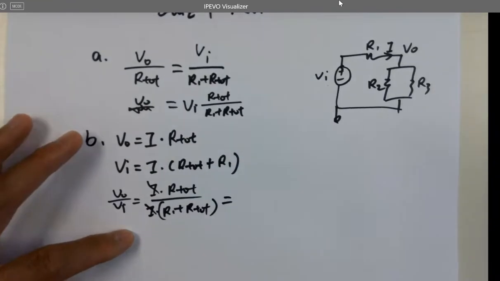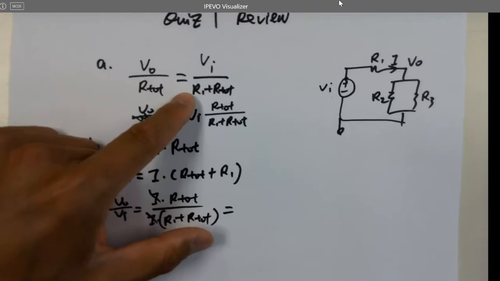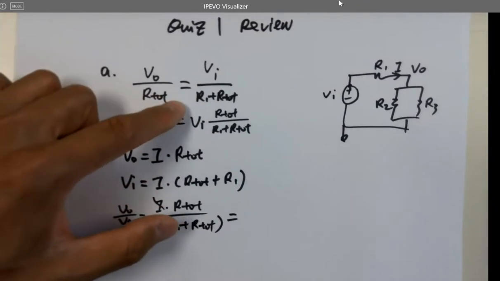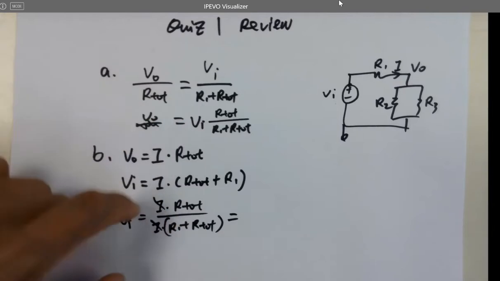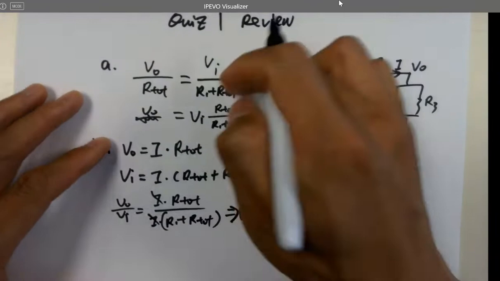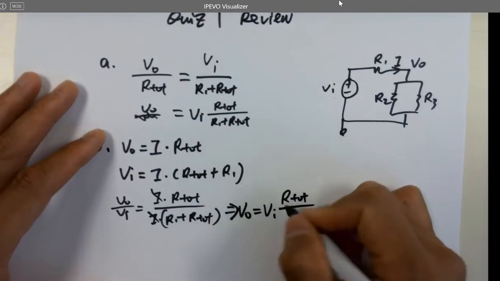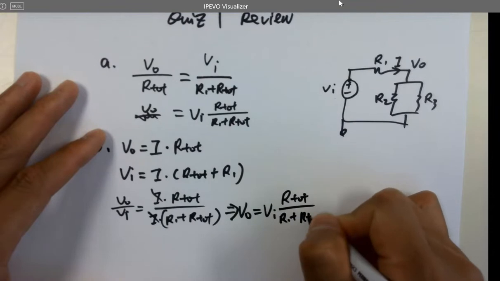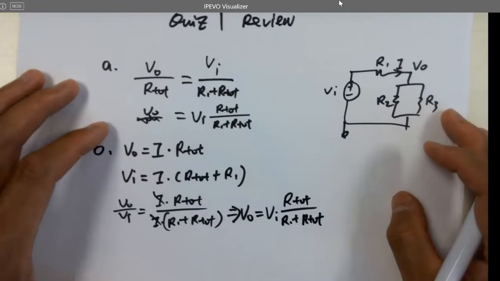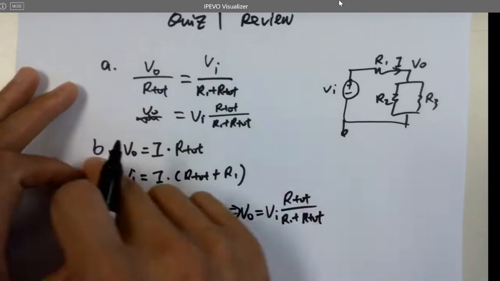So VO. Wait, am I doing the same thing for the two? What I'm doing here? Oh, yeah, this was wrong. Let me redo it pretty soon. Okay, so this is done. So B is correct.